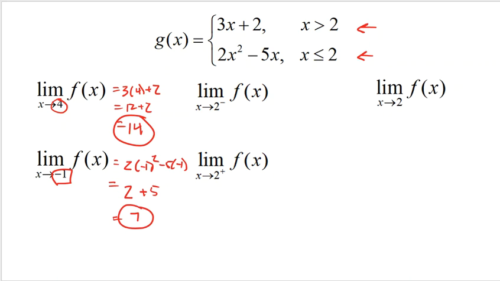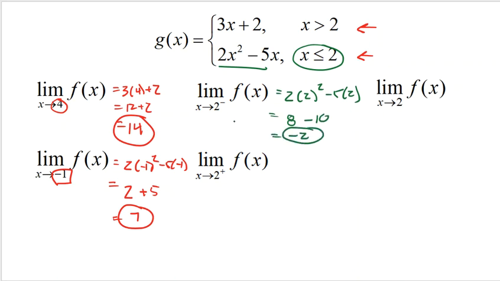All right, now this next one's a little tricky, so bear with me here. But they want me to approach 2 from the left. Well, left is less than 2, right? Left is less than 2. So that means I'm going to use this equation that is less than 2. So that's going to be 2 times 2 squared minus 5 times 2. Let's see here. 2 squared is 4. 4 times 2 is 8 minus 10. 8 minus 10 is -2. So from the left of 2, I'm approaching -2.